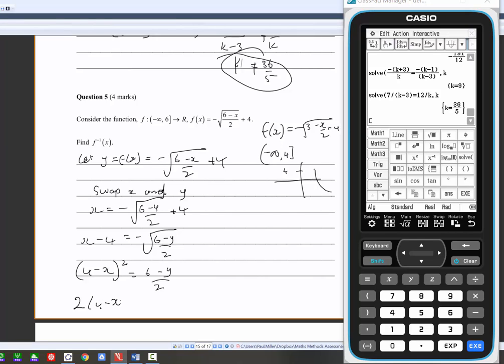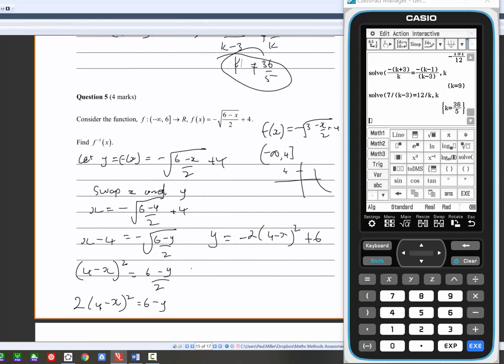4 - x, and let's square it at the same time, equals (6 - y)/2. So 2(4 - x)² equals 6 - y. y equals negative 2(4 - x)² + 6. All right, so there's my inverse function.